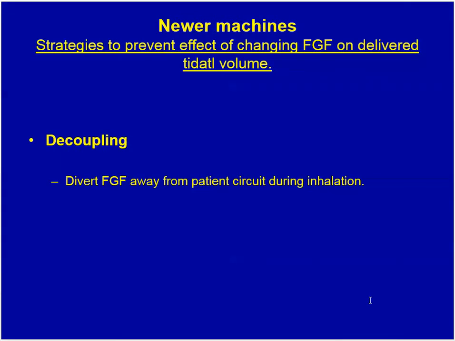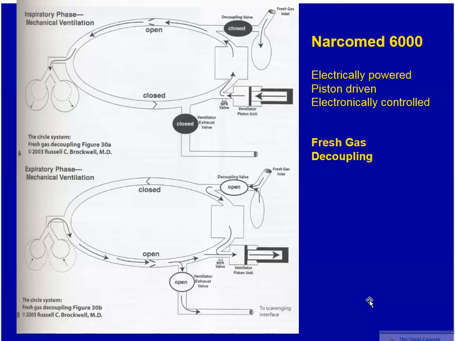The other approach is so-called decoupling, and what this does is divert the fresh gas flow away from the patient's circuit during inhalation, and it typically diverts it into the breathing bag. And this is illustrated in this cartoon.